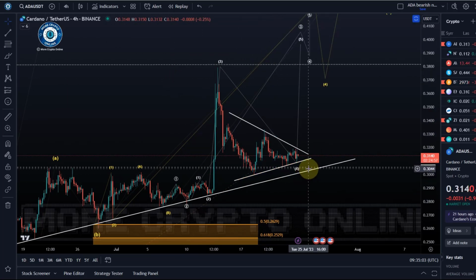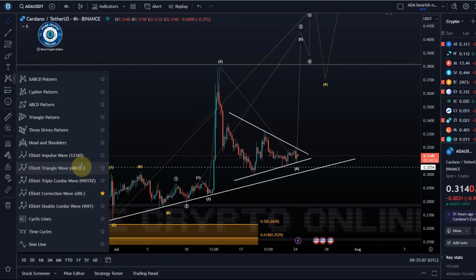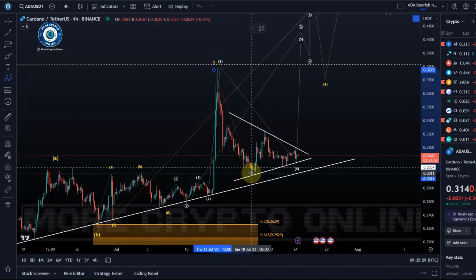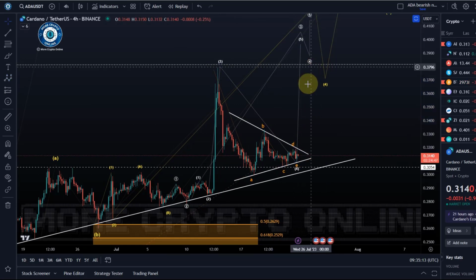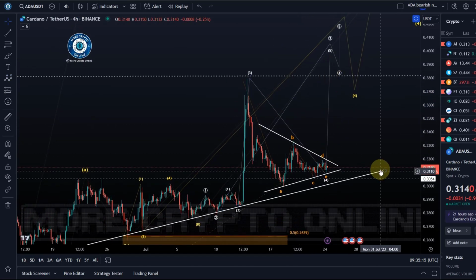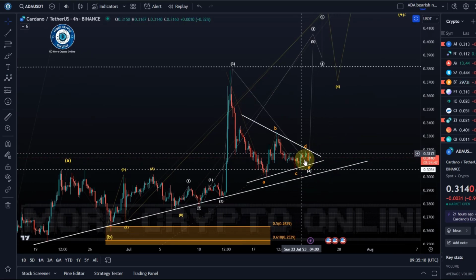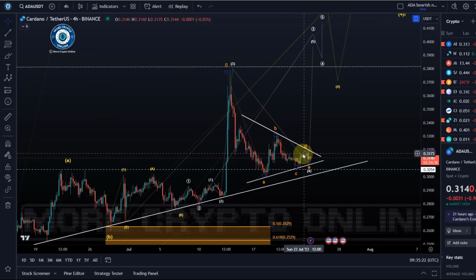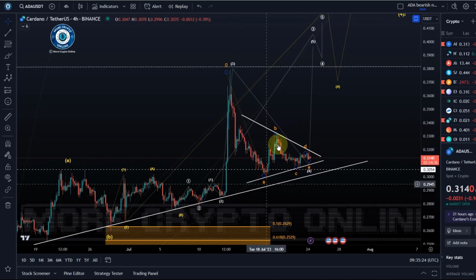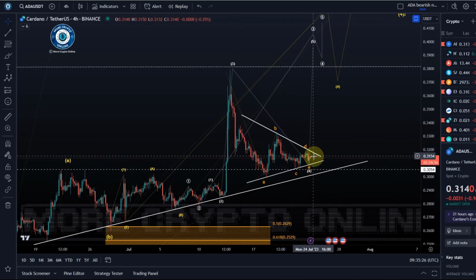A wave 4 triangle would break out to the upside. In that case, we would have an ABCDE pattern, A, B, C, D, E, but it would really need to follow through to the upside right now. So I'm observing that. It can easily break down as well. This subwave count doesn't really have any predictive powers. I just want to highlight to you that we have enough waves in place to count a triangle complete now.